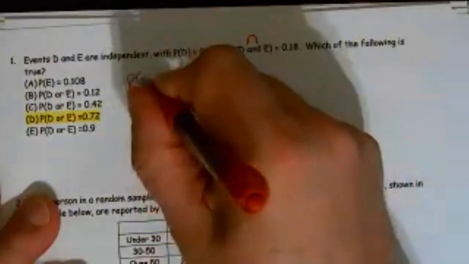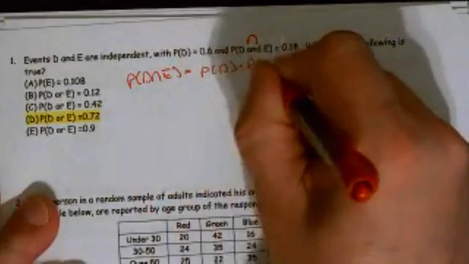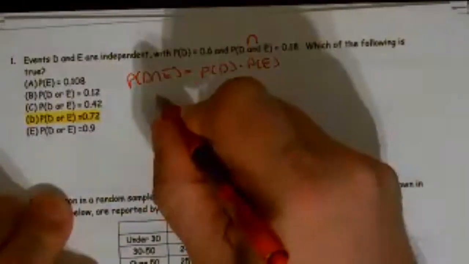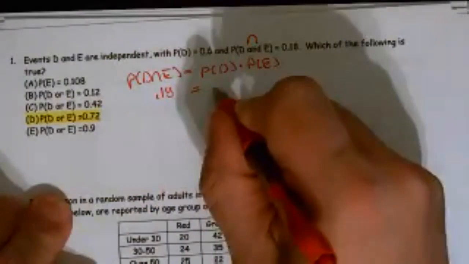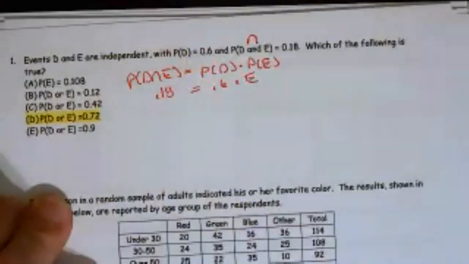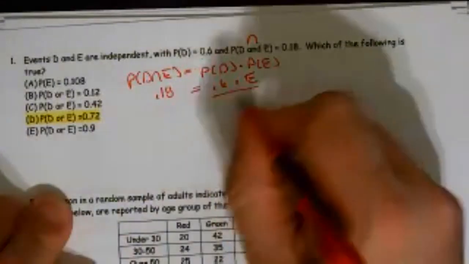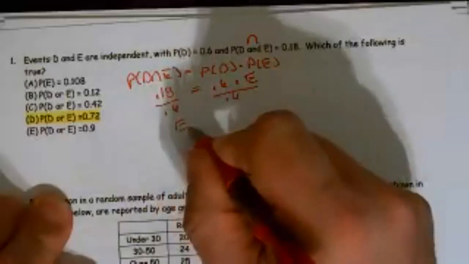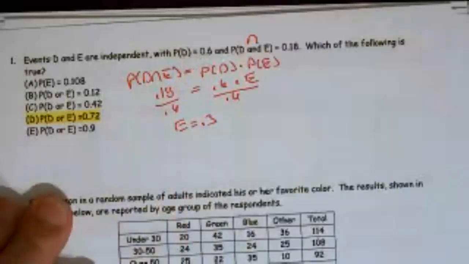They're also telling me that because it's independent, the probability of D and E equals the probability of D times the probability of E. Now that's only true if they're independent. But since they're independent, we know that we can do that. So this ends up being 0.18 equals 0.6 times E. Well, if I wanted to solve for E, I could divide both sides by 0.6, and I find out that E equals 0.3.